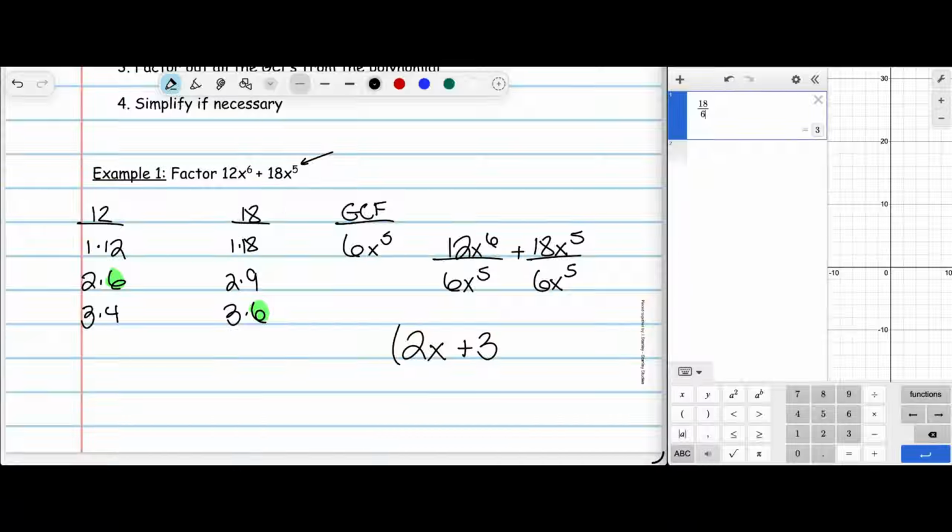Now that's going to be what's remaining. What we took out was the 6x to the 5th. We'll put that out front. Now with that being out front, that is our final answer for this problem.